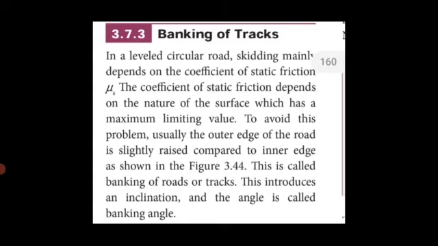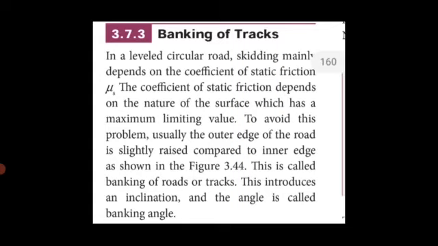Okay, so now we are going to discuss the topic banking of tracks. In a leveled circular road, skidding mainly depends on the coefficient of static friction, mu s, you know that. The coefficient of static friction mainly depends on the nature of the surface or the road, so it has a maximum limiting value. To avoid this, did you see the road's edges? The outer edge is raised when compared to the inner edge. I will show you that in the picture later.